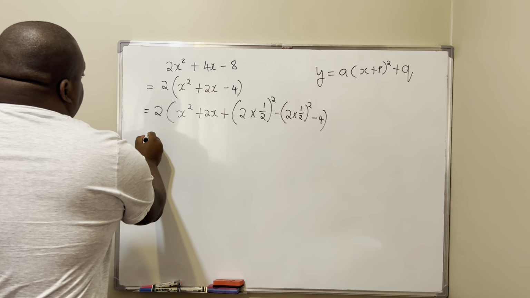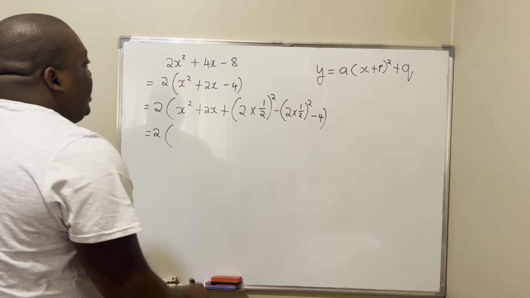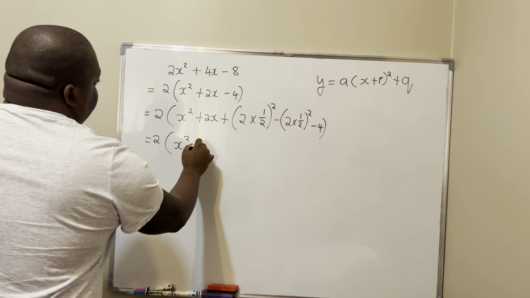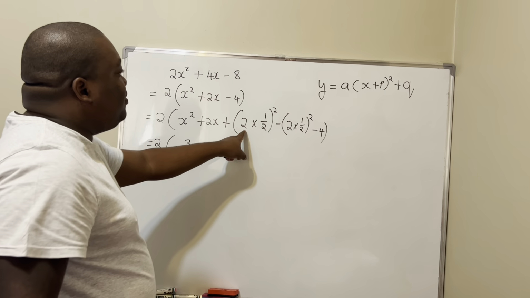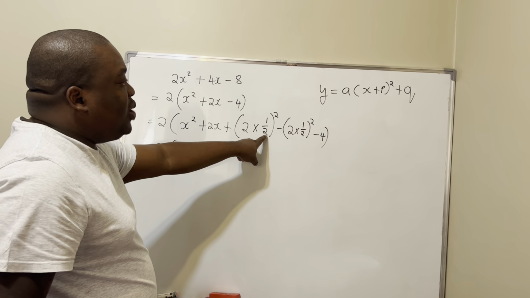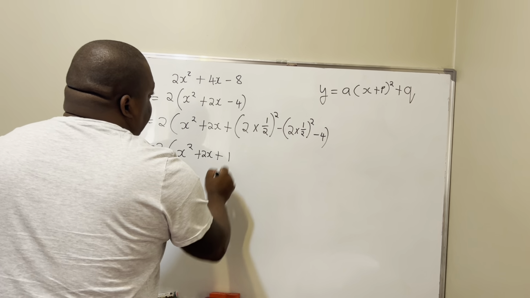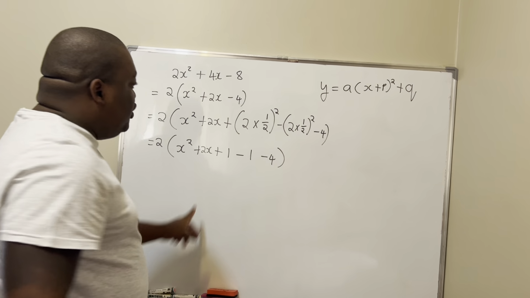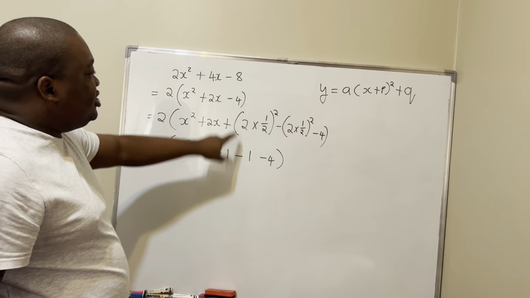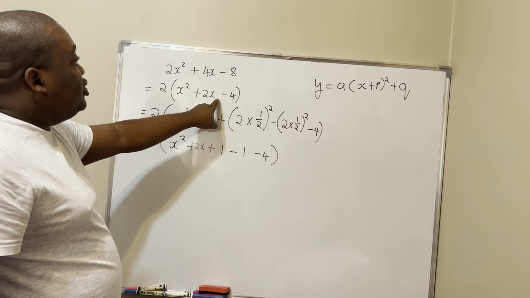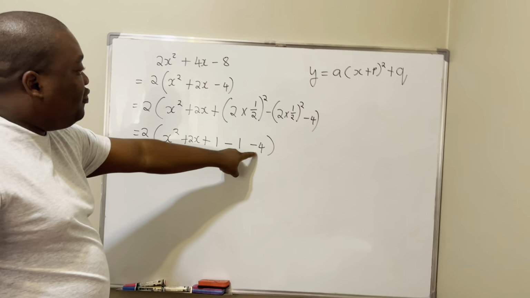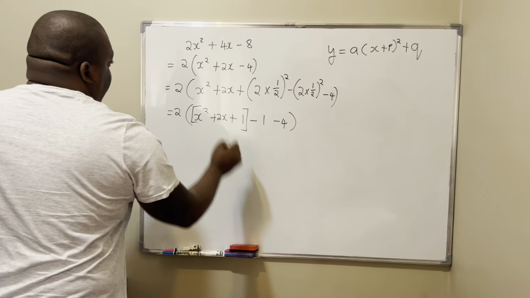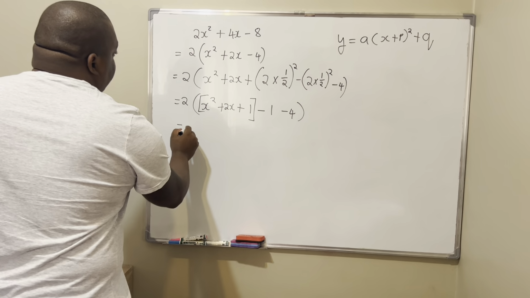What we have done here is turn this into a perfect trinomial. What does that mean? If we simplify it further, we'll have x² + 2x + 1², since 2 times half is 1, and then − 1 − 4. If you simplify this, you still have the same expression, because the 1 and the 1 cancel out. So you still have x² + 2x − 4. Now, this is a perfect trinomial, which means we can factorize it.